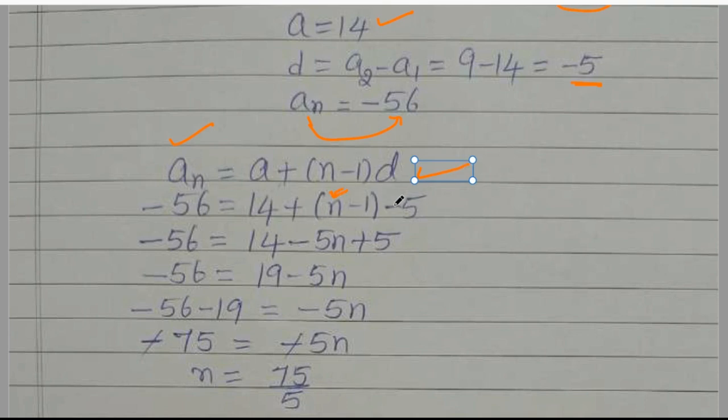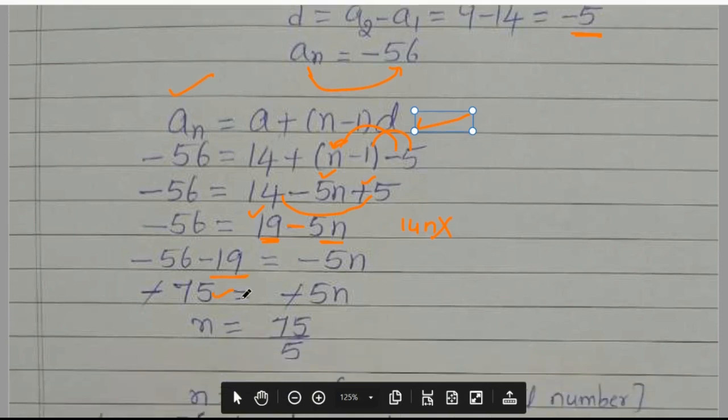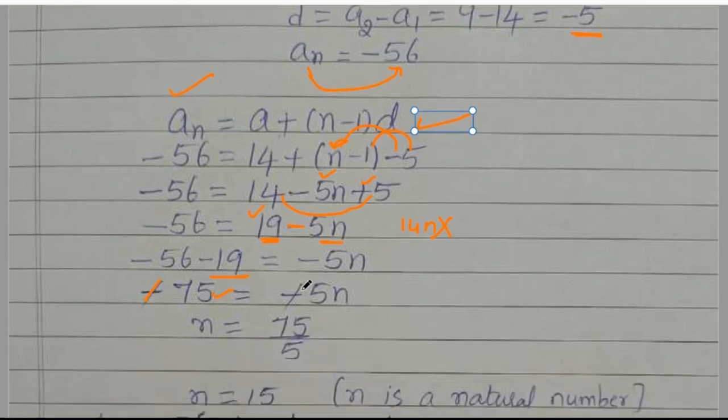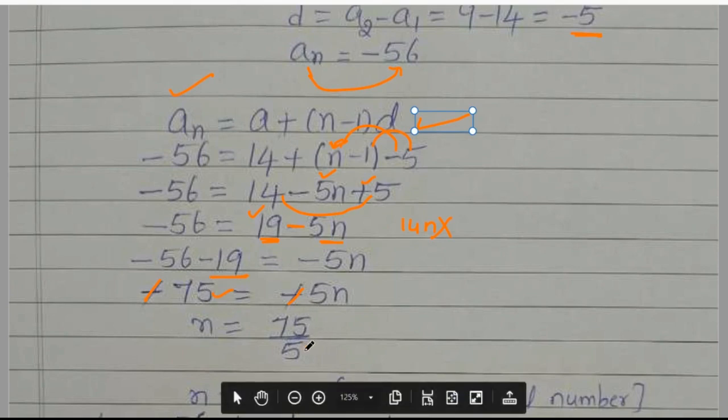Minus 56 is equal to 14 minus 5 into n is minus 5n. Minus into minus is plus. 5 ones are 5. So these two are numbers. 14 plus 5 is 19 minus 5n. So students, don't make a mistake that 19 minus 5n is 14n. This is the wrong way of doing, because 19 is a number, 5n is a variable. We can't subtract or add a number with variable. So we have to send this plus 19 to other side, it will become minus 19. Minus 56 minus 19 is minus 75, which is minus 5n in right hand side. So negative negative get cancelled. n is equal to 75 by 5.